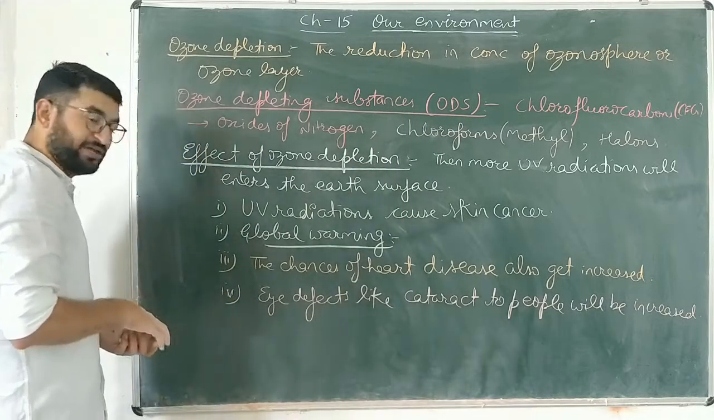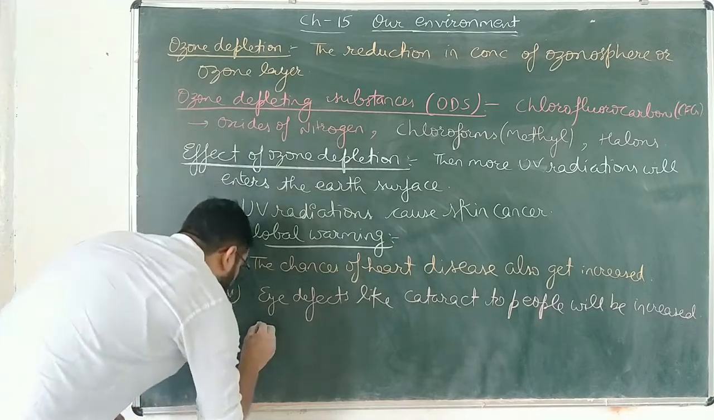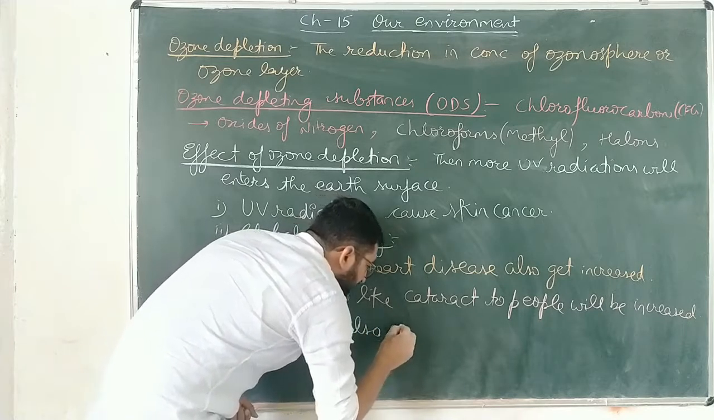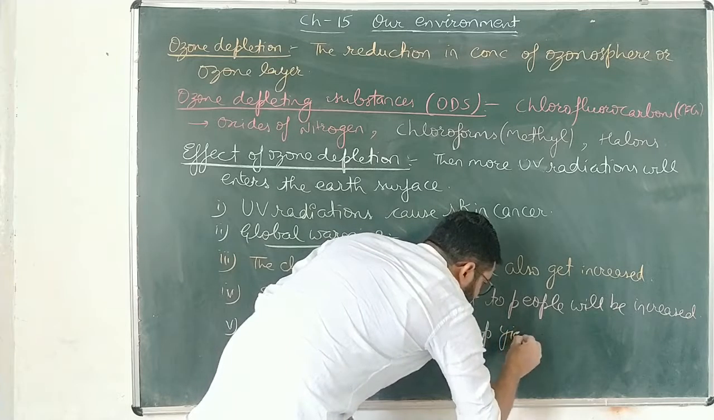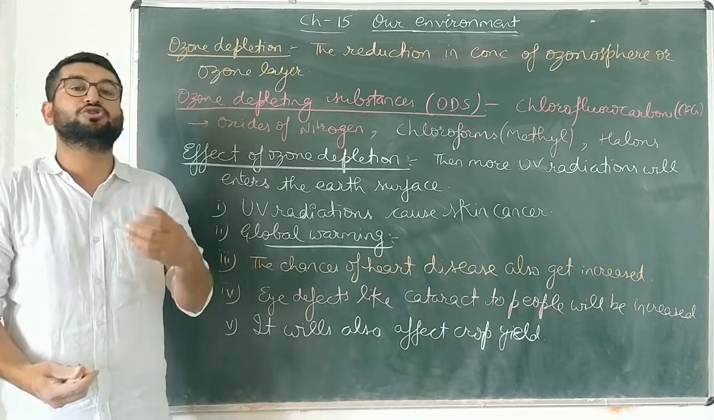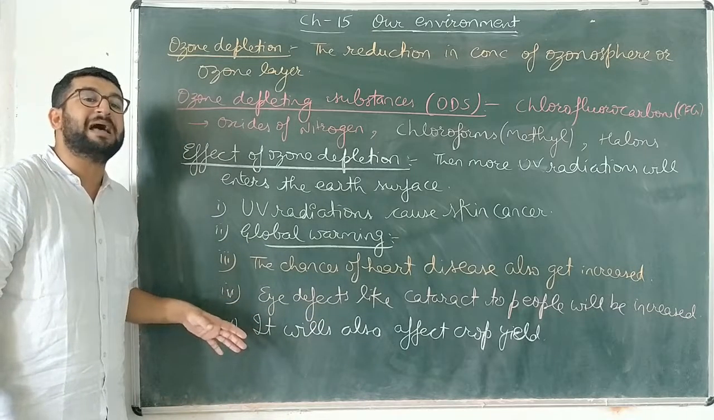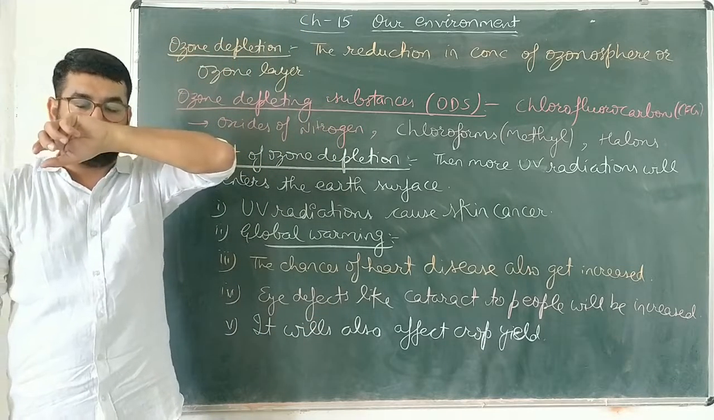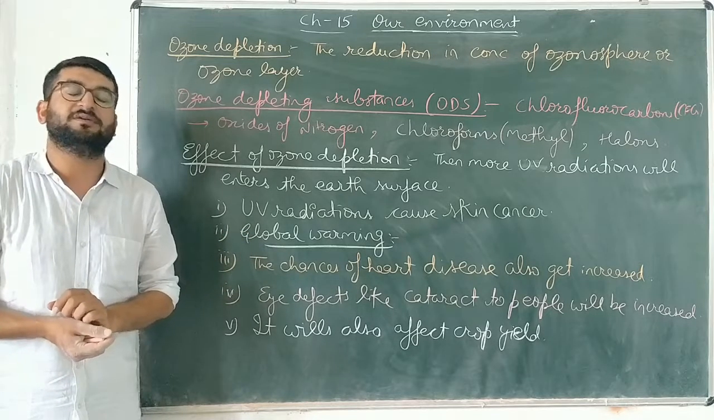And the last point of this harmful effect of ozone depletion is, it will also adversely affect the crop yield. More ultraviolet radiations will also put certain adverse effects, certain bad impacts on the crop yield as well. There is a reduction in the crop yield. So these are the harmful effects of ozone depletion.